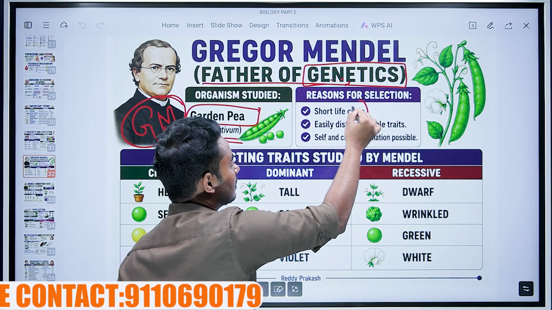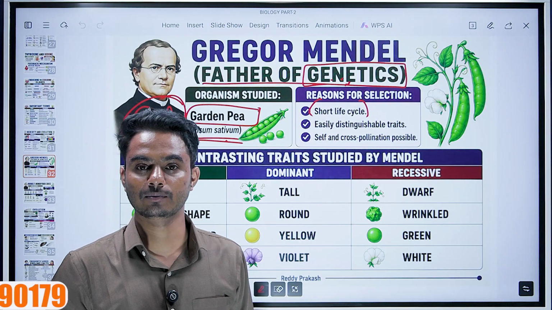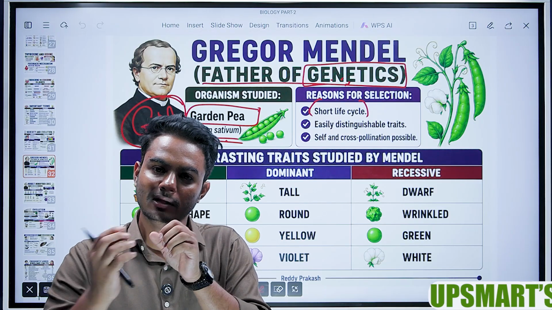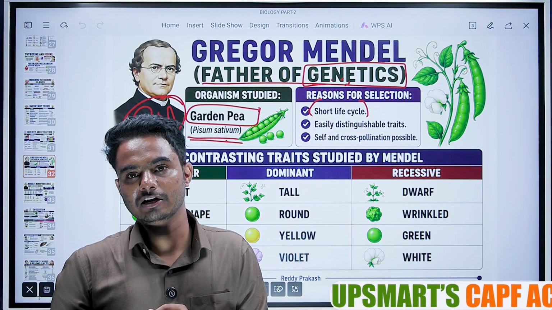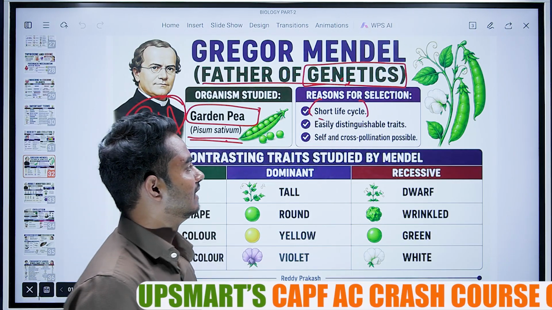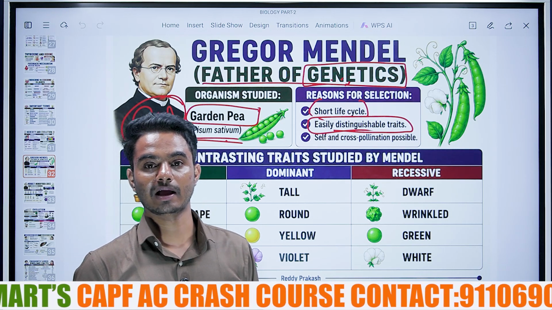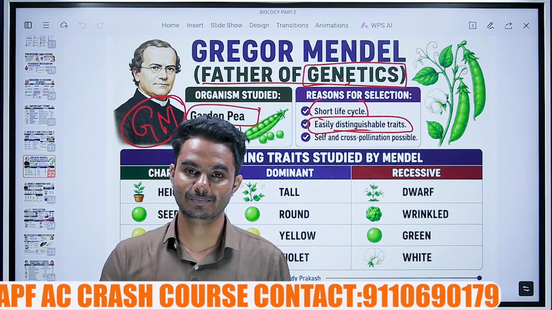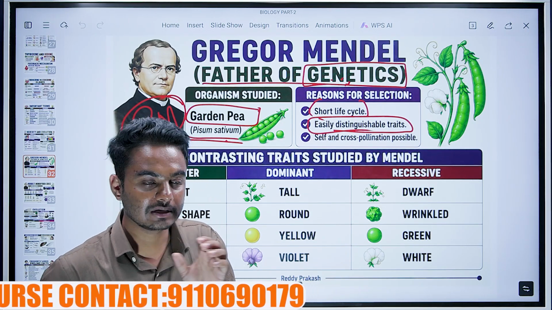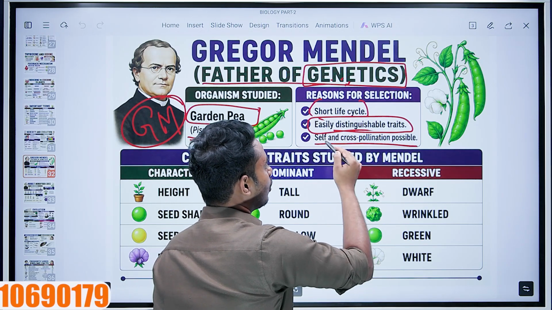And why did he pick this? Because it has a short life cycle. You can observe heredity and evolution within a few months. Within a few months only, many generations of pea plant will be completed. And you can observe the heredity, how the baby pea plant is related to the parent pea plant. That is heredity. Okay, short life cycle. Easily distinguishable traits. See, some pea plants will have seeds in some other color. Some pea plants will be very tall, some will be very short. So it will have distinguishable traits, so easily you can understand. Next, it can self and cross pollinate.